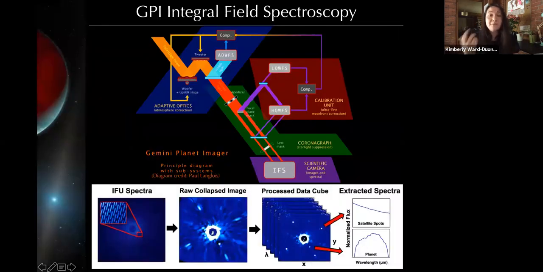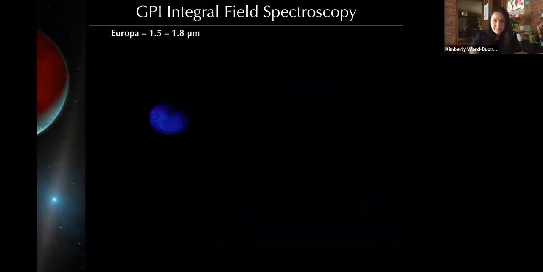And one of the beauties of using GPI is that GPI is an integral field spectrograph. And so the data products that we get are actually an image that has 37,000 tiny spectra on it, which we are able to process into a data cube where the central starlight is blocked, but we are able to see the spectrum of the planet through the data cube from the IFS.